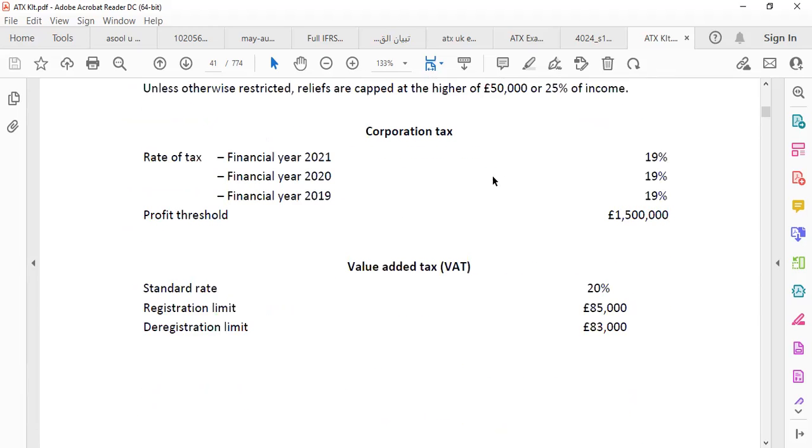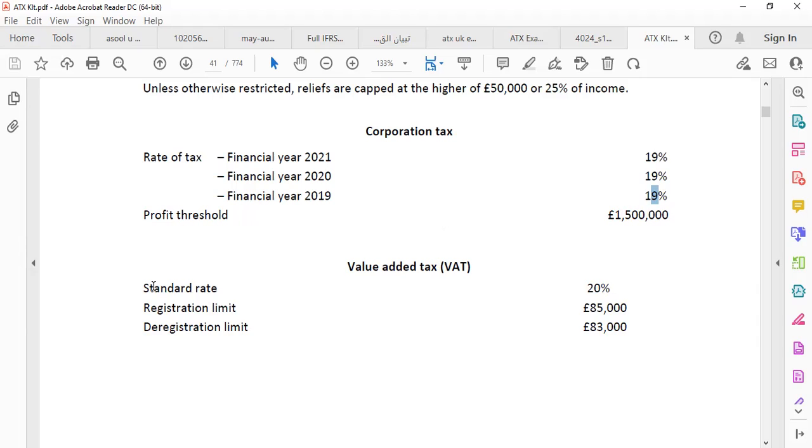Similarly, corporation tax rate. You can see here in Finance Act 2021, the tax rate is 19%. In the UK, the company has to pay tax on its profit at the rate of 19%. In the previous 3 years, the rate has not been changed. The rate is consistent in the UK. Whether it's a small company or a large company, the tax rate is the same. But the timing of the payment is different for a large company and for a small company.